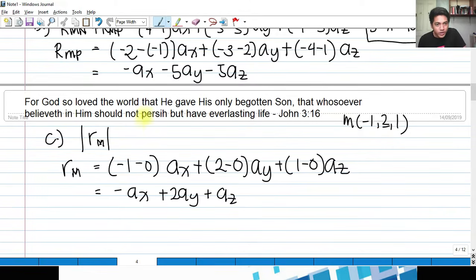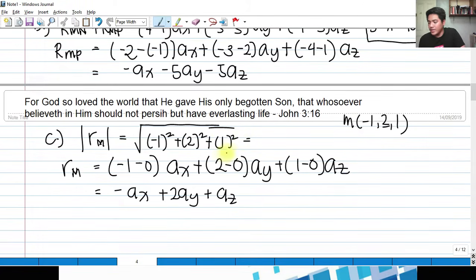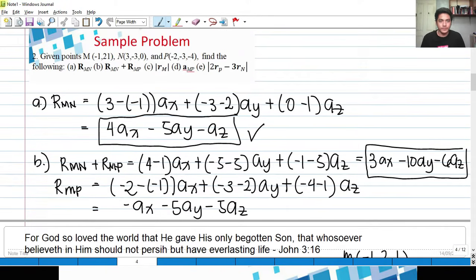We are asked for the magnitude, and we have the vector here. So what is the magnitude? Negative 1 squared, because the coefficient here is negative 1, plus 2 squared plus 1 squared. If you calculate it, that is equivalent to 2.45. Hence, the magnitude of this vector is 2.45.